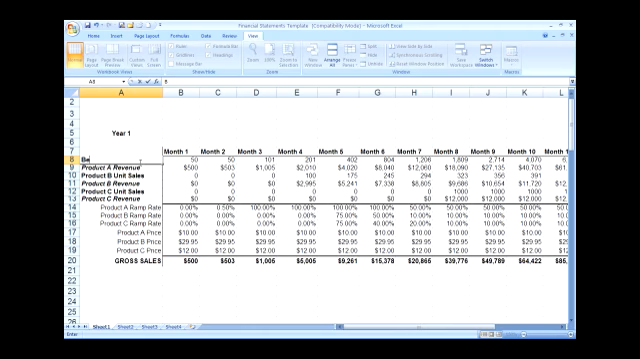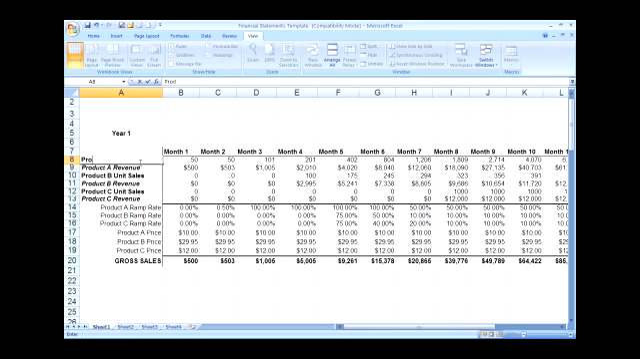If it's a product, I might say, hey, I'm selling Beanie Babies. So Beanie Baby Cedric, right? So how many Cedrics are we going to sell in month 1? 50, okay? So that's what that refers to.